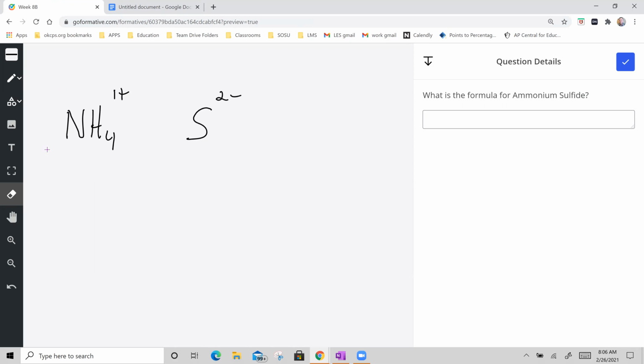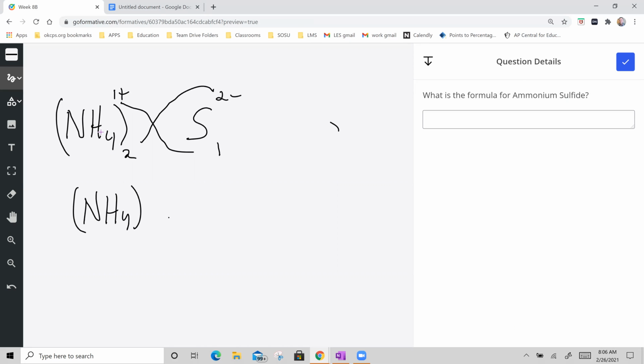No. So what do we do with these polyatomics when we have more than one atom in an ion? What are we supposed to do with those? Parentheses. So let's put parentheses on this. And now we can move the number, not the charge, so that we get the right answer. And so what you should show for your formula is NH4, and you're putting that in parentheses, 2, S.